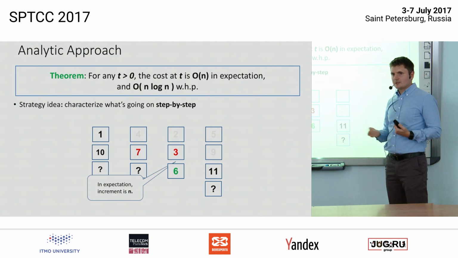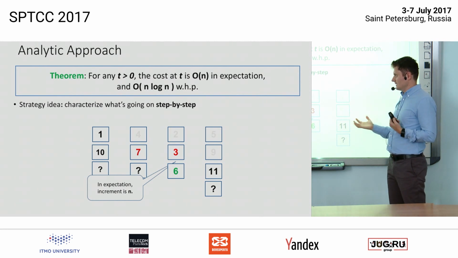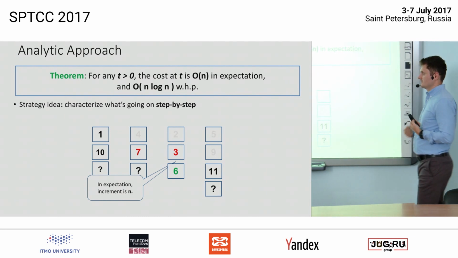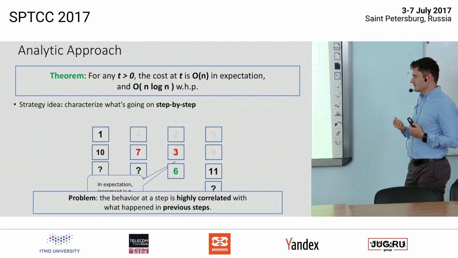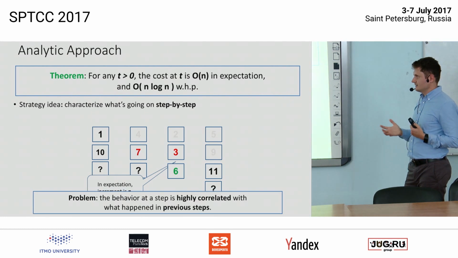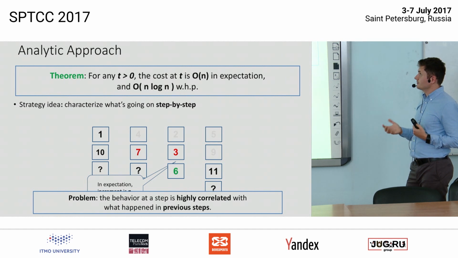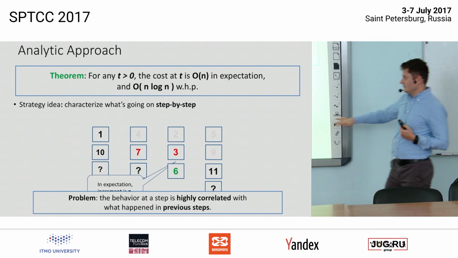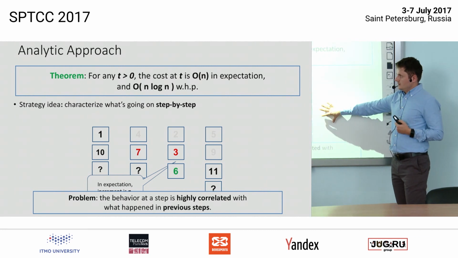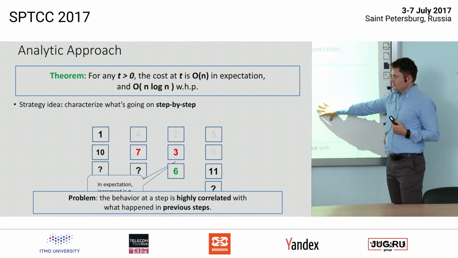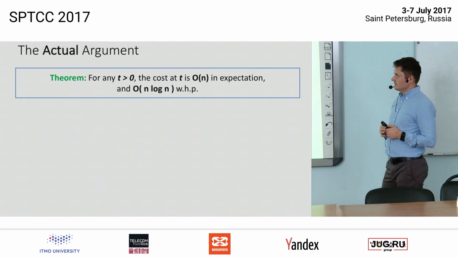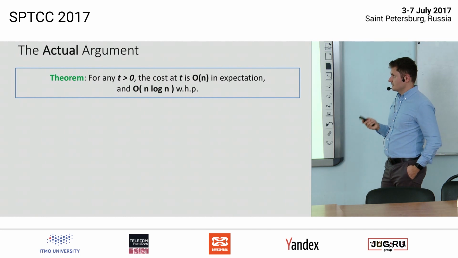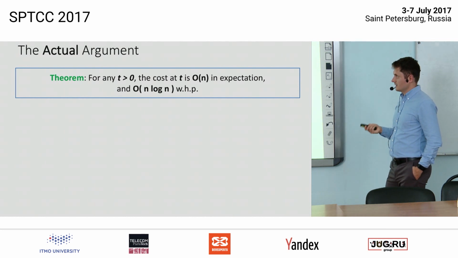So whatever type of analysis you do has to get around this heavy correlation between consecutive steps. Okay, so this is why we actually need to take a completely different approach to analyzing this process. We need to forget about this integer insertion process completely if we want to hope to analyze this. Okay, so the actual argument. I just gave you something that doesn't work, so I'm going to try to give you at least a sketch of something that actually does work.